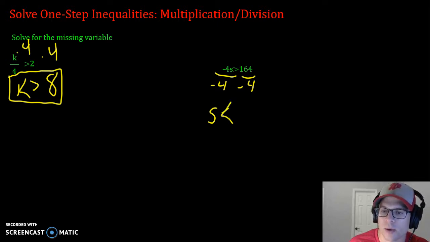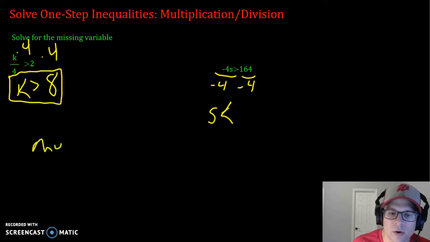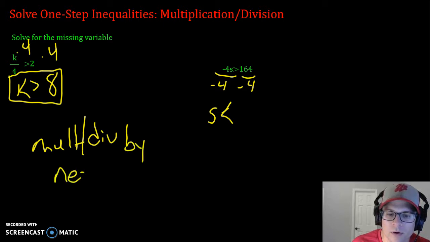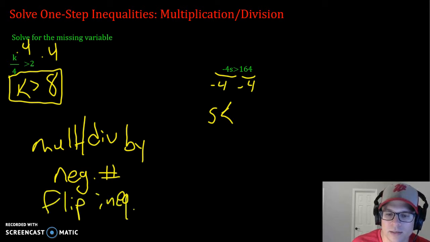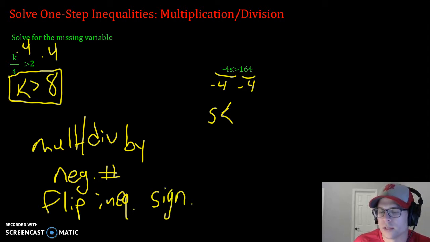Just like if you think about multiplying or dividing by a negative number, like a positive times a negative gives you a negative, it changes the sign of the answer, the number that you get. It's the exact same thing right here when you're dealing with the inequality symbols. So multiplying or dividing by a negative number, you flip the inequality sign. So if it's greater than, it just becomes less than.